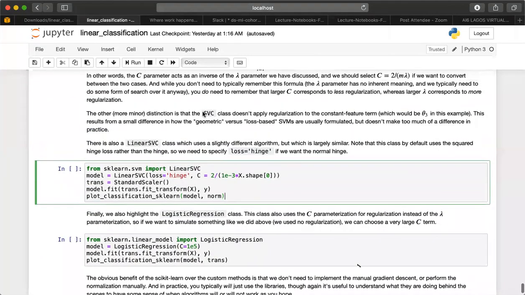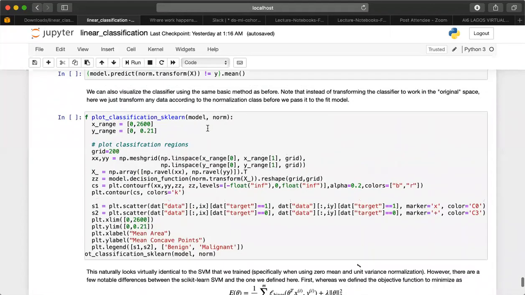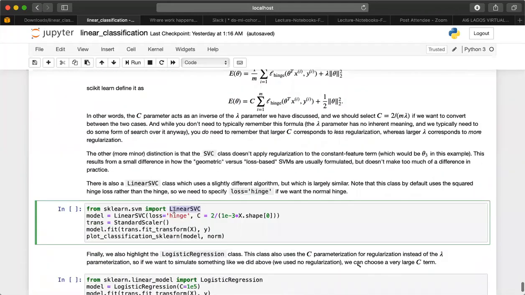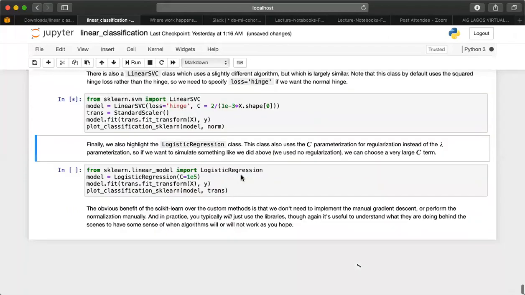There's another function, linear SVC, which is a bit different from the one we used before. Linear SVC also does the same thing. It tries to fit a linear model, and here you can define the loss. So we defined a hinge loss, and we already know what C does. Then you can fit and plot to see what it looks like.